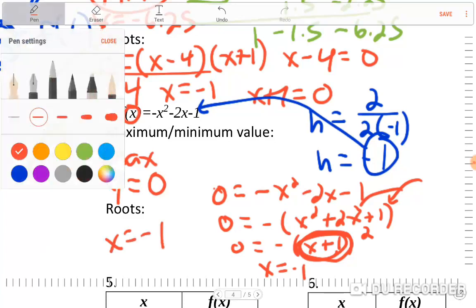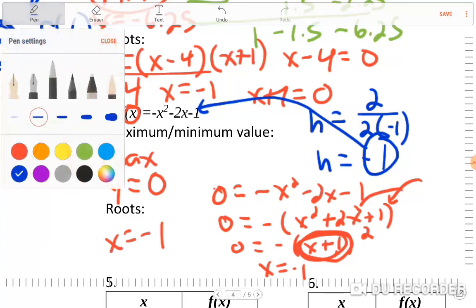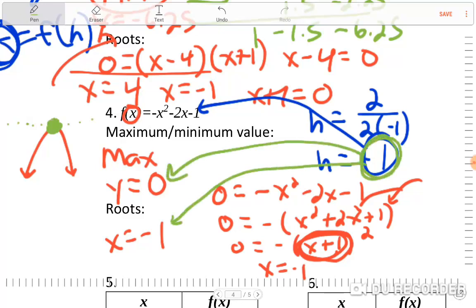And the way that all makes sense is that we knew from before, let me change the color here, that we were going to have a vertex at -1, 0. And it looked like, because of that 0, it was going to touch the x-axis, and sure enough, this only touches the x-axis once, and it looks like it's only going to touch it at the vertex. So the max and the root are actually the same. It's just that for the max, we want the y. For the root, we want the x.